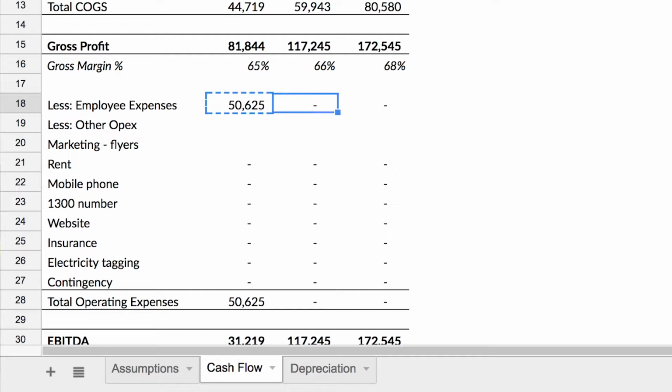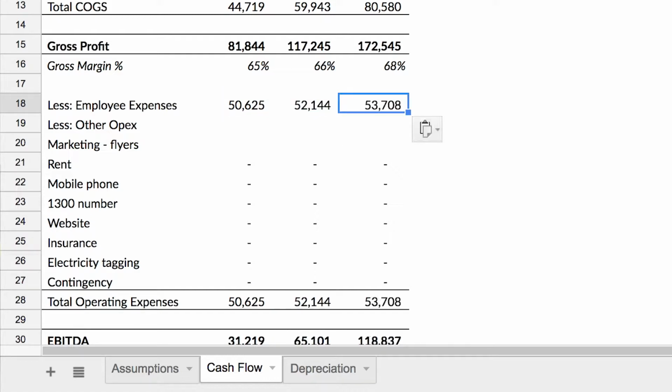So if we copy that formula over, we're getting a slight increase on our employee expenses each year because of the inflationary factor. You've probably noticed that wage costs are an absurdly large proportion of any business, and you kind of can't get away from it.